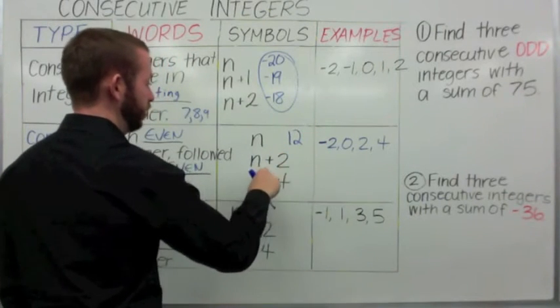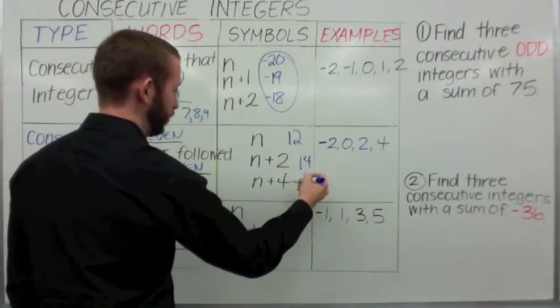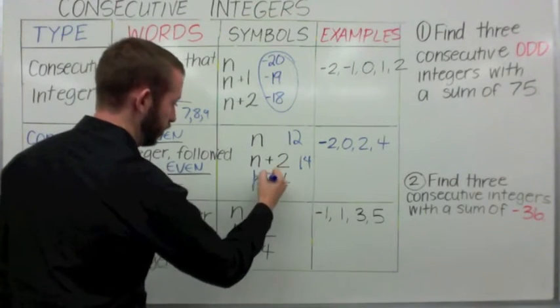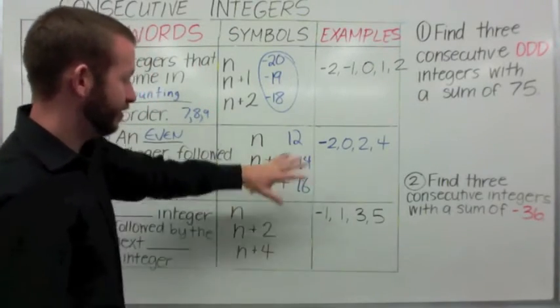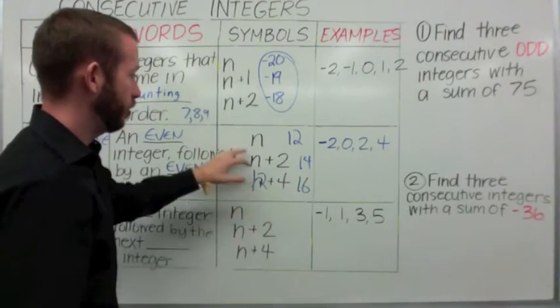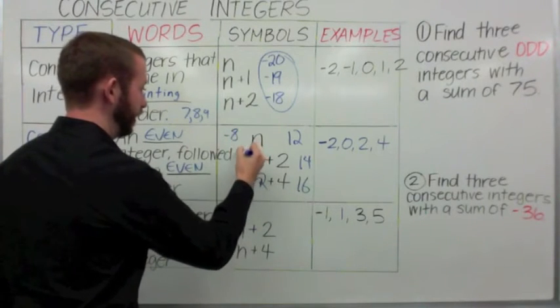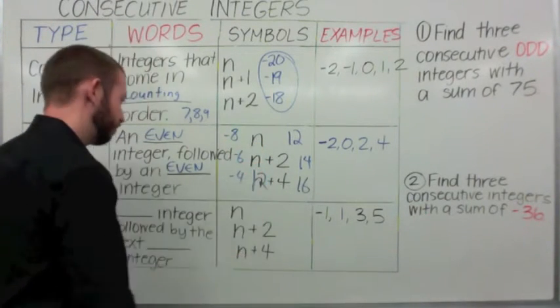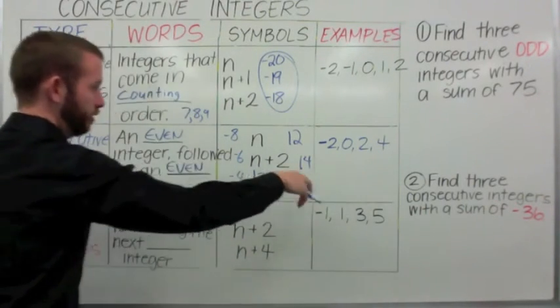Well, 12 plus 2 would be 14. And 12 plus 4 would be 16. And so we could use any of this type of thinking when we're entering an n. And again, it would work with negatives as well. If we entered a negative 8, then it would be negative 8, negative 6, and negative 4. Negative 2, 0, 2, 4, continue on.